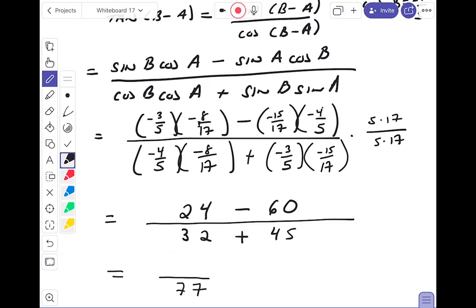24 minus 60, definitely a negative number. That's going to be 36, right? Okay. Oh, thank God I got the right answer. I really mean that. Right? No mistakes. Let's go to number 9.